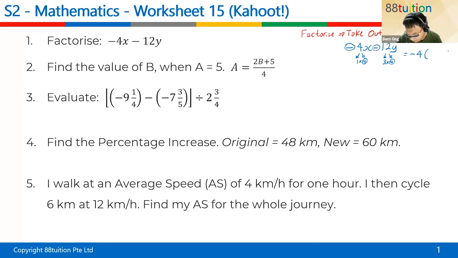Give yourself a bracket. What is left? If you take out negative 4, there's an x that's left. 12, you take out 4, there's a 3 and a y that is left. In the center, I always put a minus sign first. Why? So that when I do a check, minus 4 times x is a minus 4x. Minus 4 times minus 3y is supposed to be a plus 12y. But the question is saying that it is a minus 12y. So what do I do? I will automatically change the minus inside to become a plus.